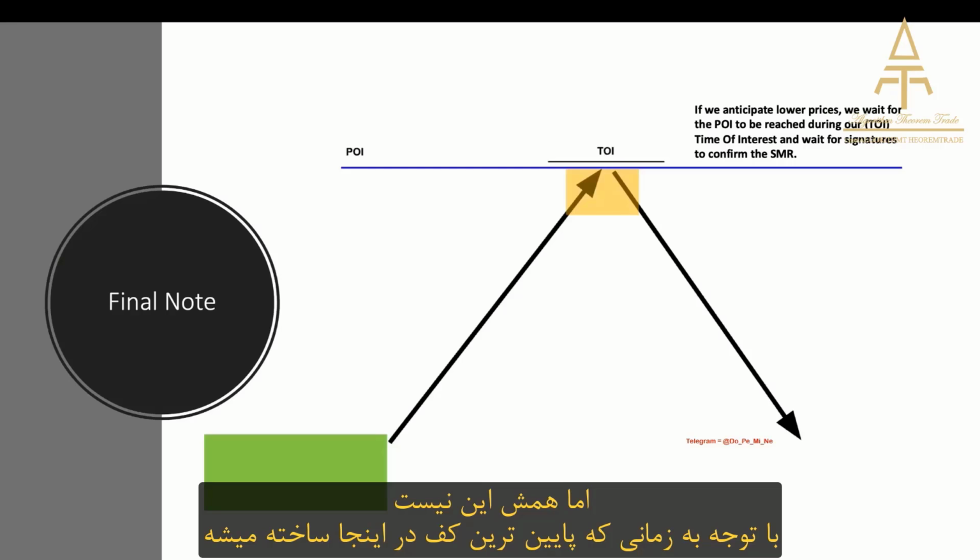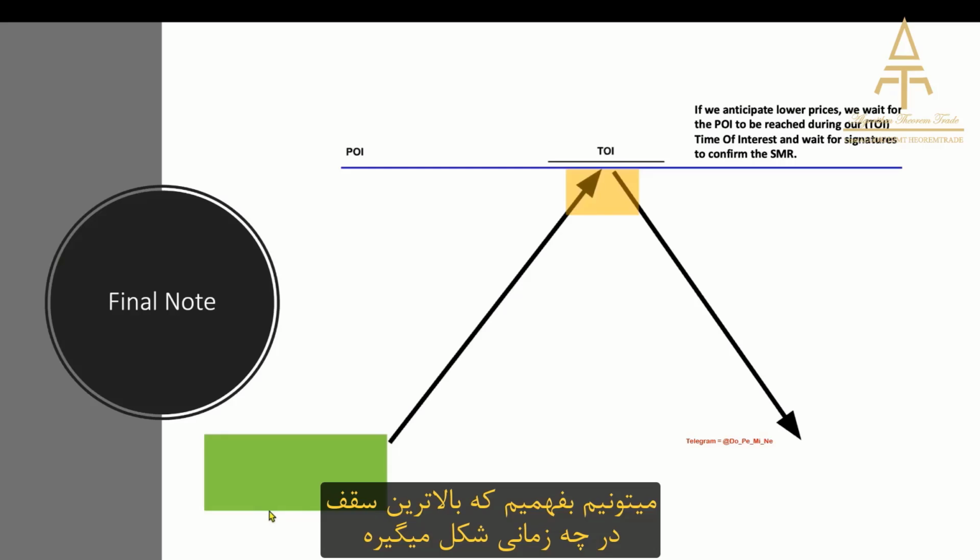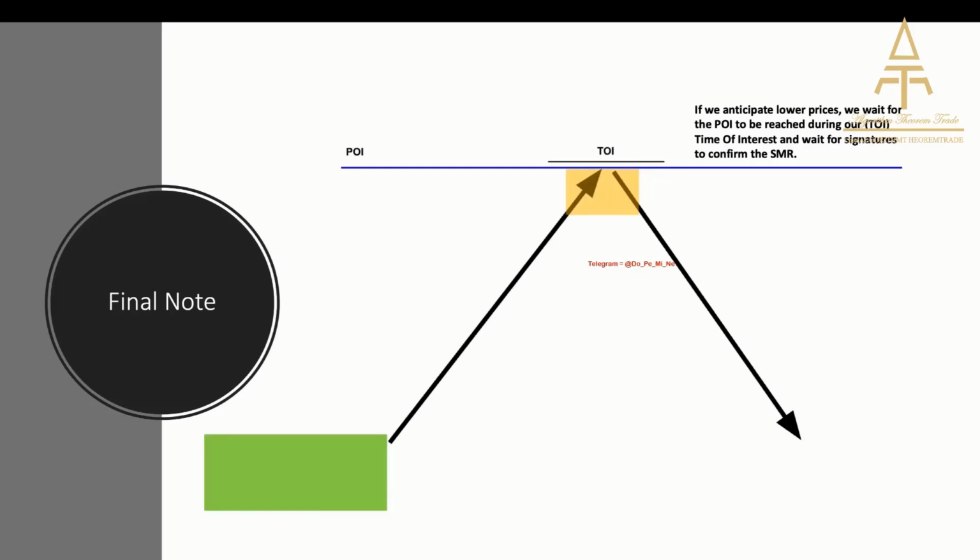But that's not all. Based on the time that the lowest low forms here, we can already anticipate when the highest high is likely to form. Stuff for you to think about.